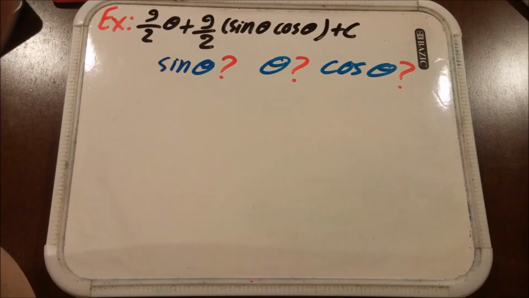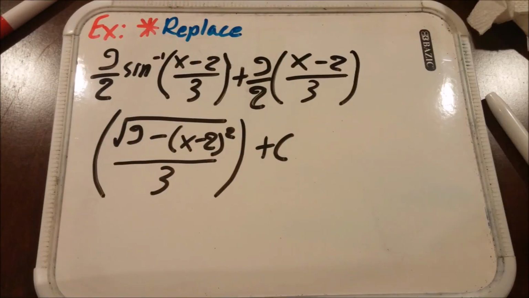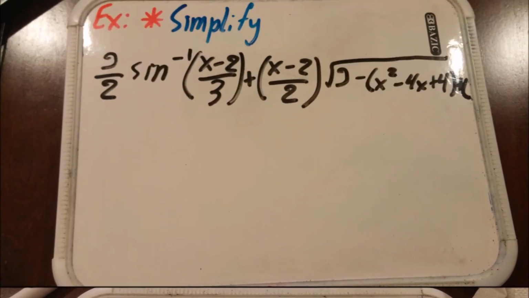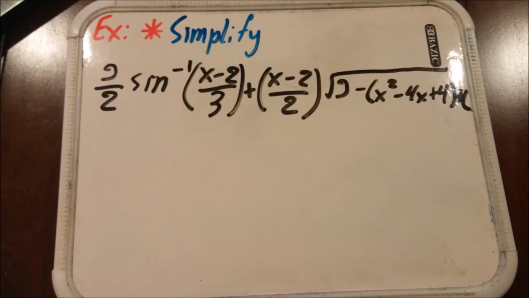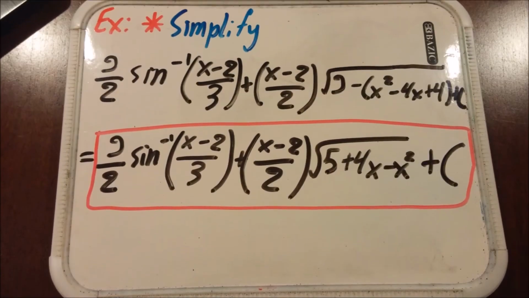Now all that's left to do is find what sine theta, theta, and cosine theta equal, which we can do by referring to our original derivation of cosine theta and sine theta. After the final replacement, we get this, which we tidy up with the 9s and the 3s and another 3 to get this form of the answer. Again, we simplify one more time by replacing back the original unsquared function, and we finally get 9 over 2 arc sine (x minus 2) over 3 plus (x minus 2) over 2 radical 5 plus 4x minus x squared plus c.